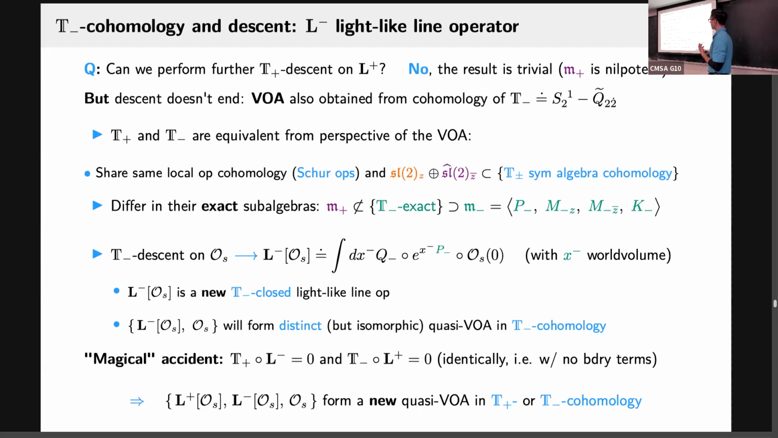But what this is basically telling us is that I can simultaneously consider the L plus and the L minus descent operators with Schur operators and it's going to spit out some new quasi-VOA, regardless of whether or not I'm working in T plus or T minus cohomology. So again, even though the exact sub-algebras that we're making these descent operators with respect to are different, we nonetheless get a T plus T minus symmetric algebra emerging.